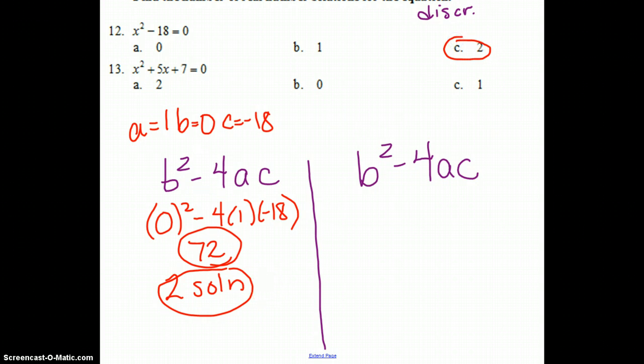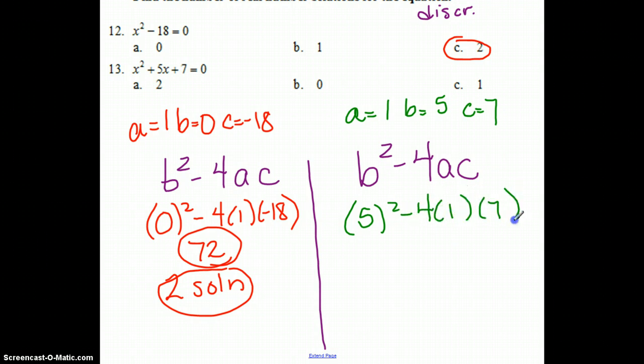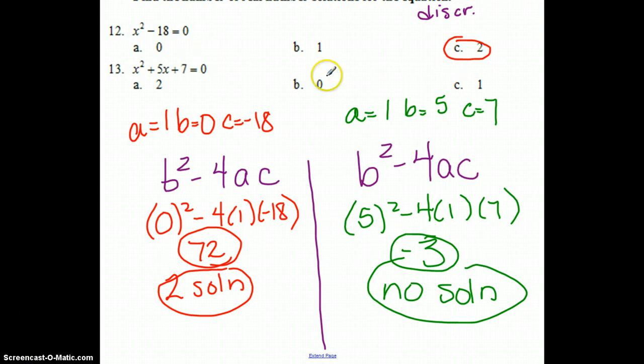Now let's go to this next one. Let me get another color here. On this one, A is 1, B is 5, and C is 7. So if I plug these in, so 5 squared minus 4 times 1 times 7, I end up getting negative 3. So any negative number means no solution. So that means my answer would be B.